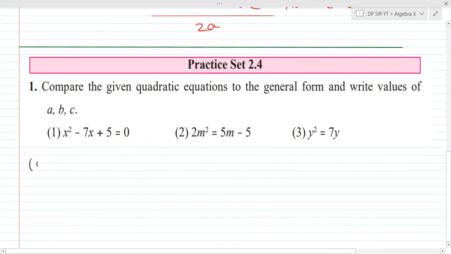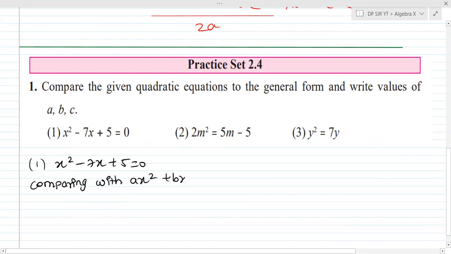So what is the first question here? It is x square minus 7x plus 5 is equal to 0. I need to compare the equation with the general form and write the values of a, b, c. So it's simple, compare with the general form. तो क्या आएगा मेरे पास इधर, comparing with ax square plus bx plus c is equal to 0. Therefore, a is equal to 1, b is equal to minus 7, and c is equal to 5. Okay, so these questions are easy. I need not even solve them for you.